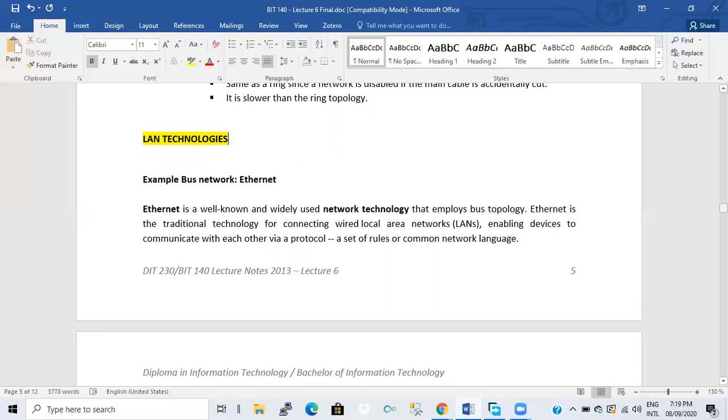Like the way we have computer labs, most of our computer labs are wired. So we are referring to them as wired networks, and since they are classified as local area networks, those can be called wired local area networks. Okay, so Ethernet is the traditional technology for connecting wired local area networks, enabling devices to communicate with each other via a protocol, which is basically a set of rules that help in network communication. Okay.